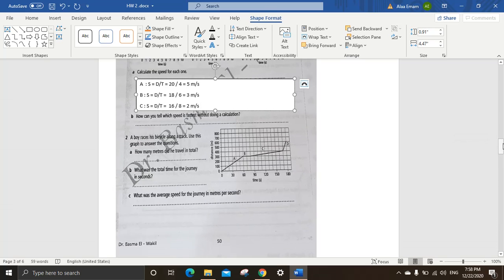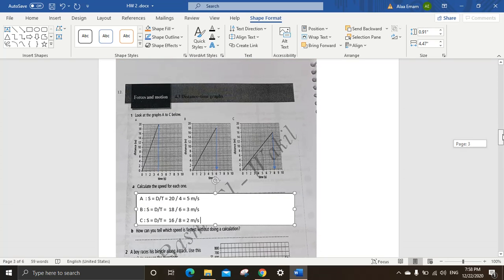Okay, how can you tell which speed is the fastest without doing any calculation? You have a tricky way to do that: imagine that you are in an aqua park, and you're going down a slide. So you are on the top of the slide. Imagine that you are on the top of each diagram. Which slide do you think is the hardest one for you?